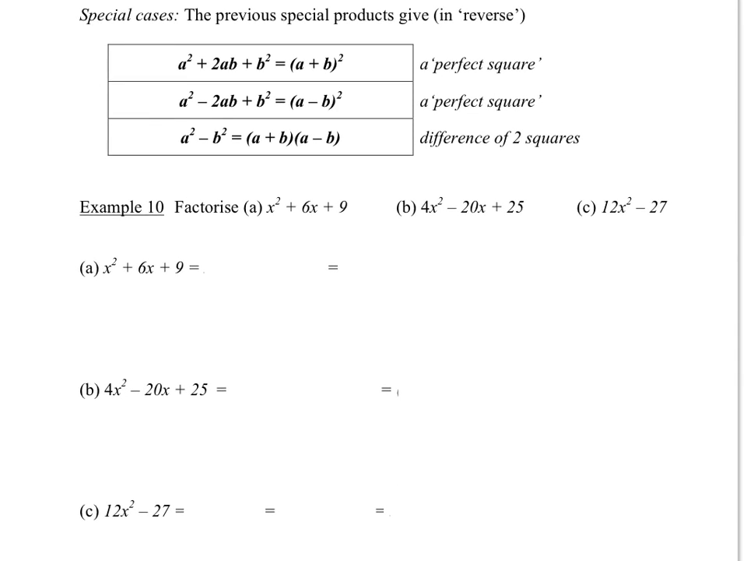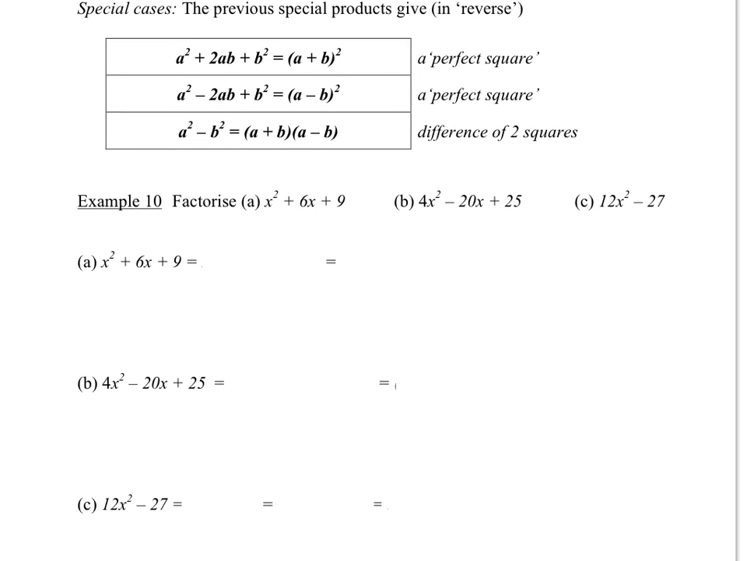Now lastly, we can use those special kind of cases, the a plus b squared and the a minus b squared and the difference of squares, one down here, to factorize these types of expressions. Try those now and then come back to see the answers after 2 minutes.